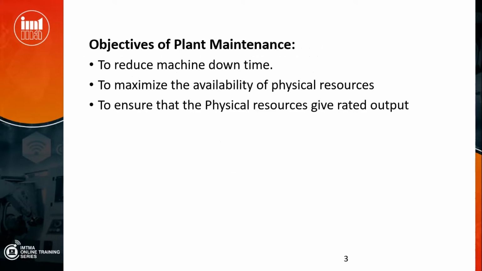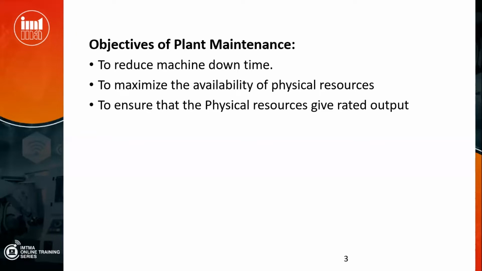Objective, as I already told you, is to reduce the machine downtime. The machine should be available continuously for production. There should be no reason for the machine to be idle. To maximize the availability of physical resources, that means assets. We have installed the machine for production, so it must be made available continuously. Availability. Ensure physical resources give rated output.